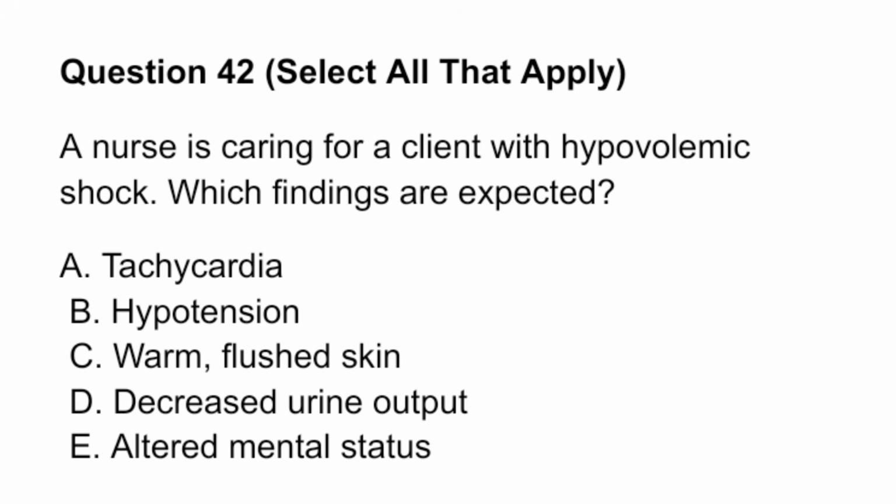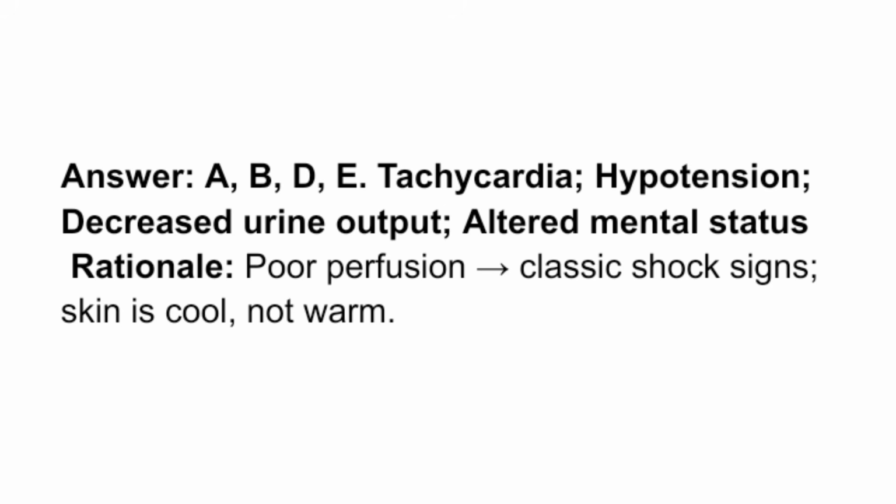Question 42. Select all that apply. A nurse is caring for a client with hypovolemic shock. Which findings are expected? A. Tachycardia. B. Hypotension. C. Warm flushed skin. D. Decreased urine output. E. Altered mental status. Answer A, B, D, E. Tachycardia, hypotension, decreased urine output, altered mental status. Rationale: poor perfusion, classic shock signs. Skin is cool, not warm.